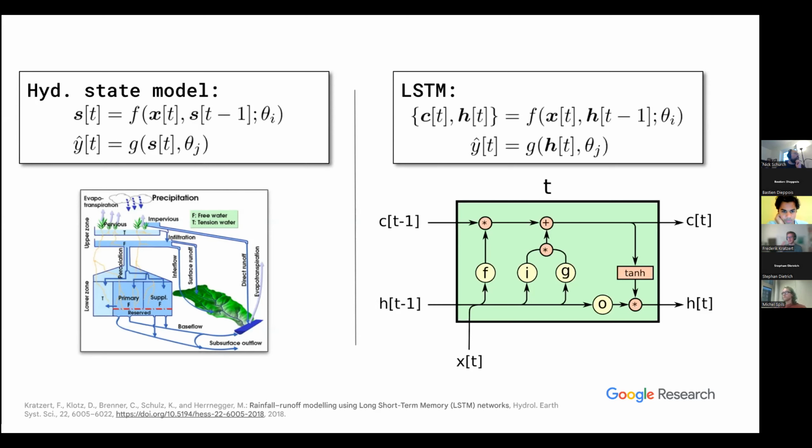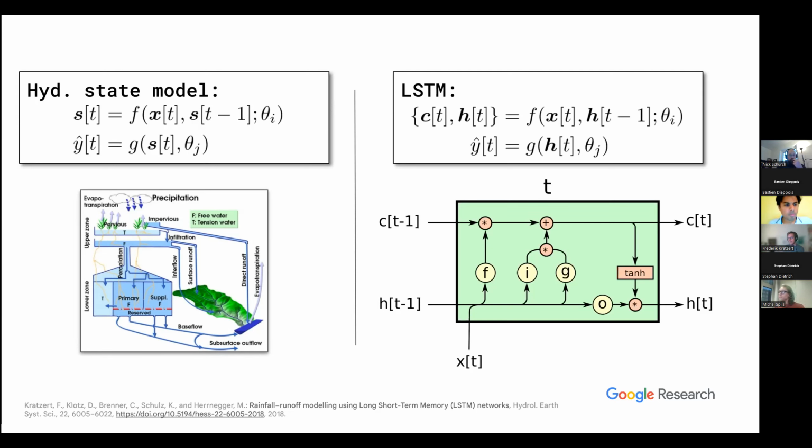And I'm already sorry, this is the only slide with equations that you're going to see. So this is all the math that we will cover. And some model parameters, and then the output of the model is a function of the states and some more model parameters, right? This is a very general formulation of a conceptual state hydrology model.